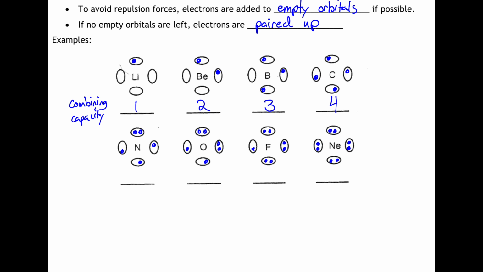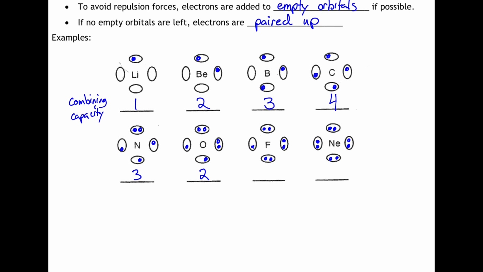So nitrogen actually has a combining capacity of 3. It likes to form 3 bonds. Oxygen only has 2 empty pairs, so it has a combining capacity of 2. So on, fluorine has 1. And neon, very conveniently, has none. Neon wants no partners. It wants no business from anyone else. So that's called a combining capacity.